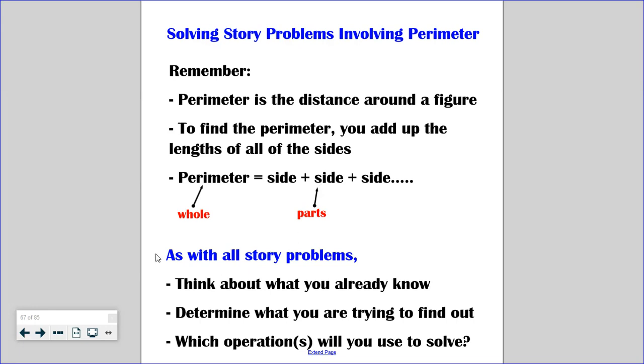So as with all story problems, we need to think about what we already know. When we read the story, we need to read slowly and carefully and think, what information do we already know? Then we need to determine, what are we trying to find out? Are we trying to find a part? Are we trying to find a whole? And then which operation or operations, because we might have to do more than one, will we use to solve? So these questions will be on the pages as we go through some examples together.